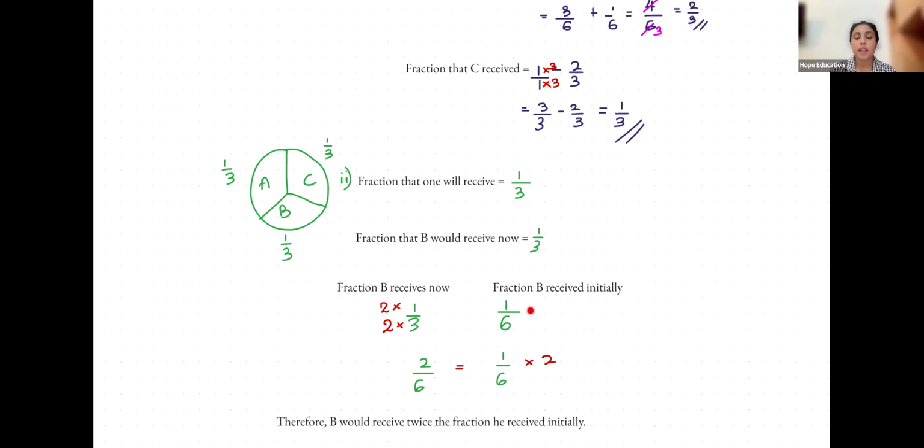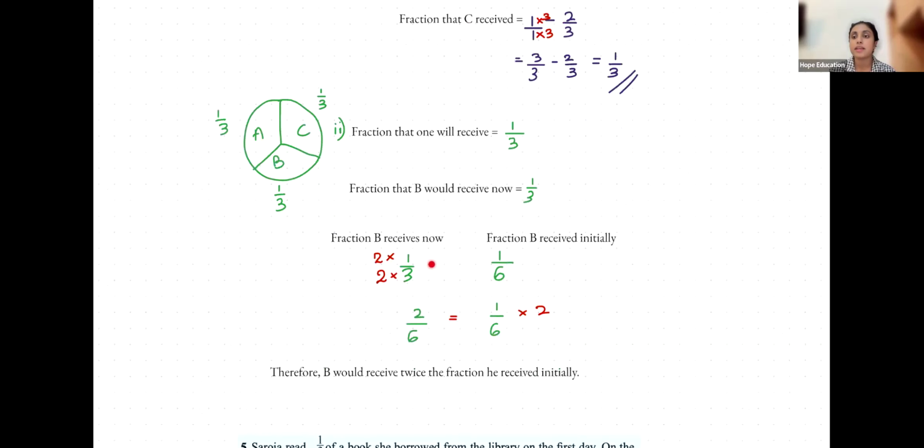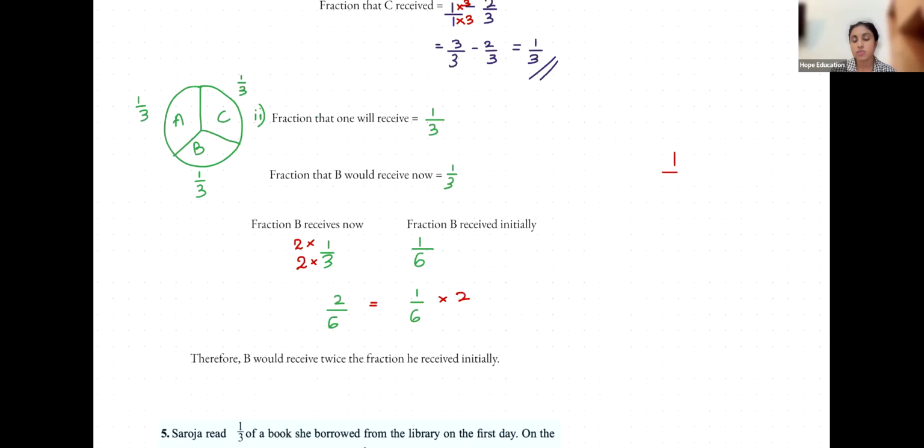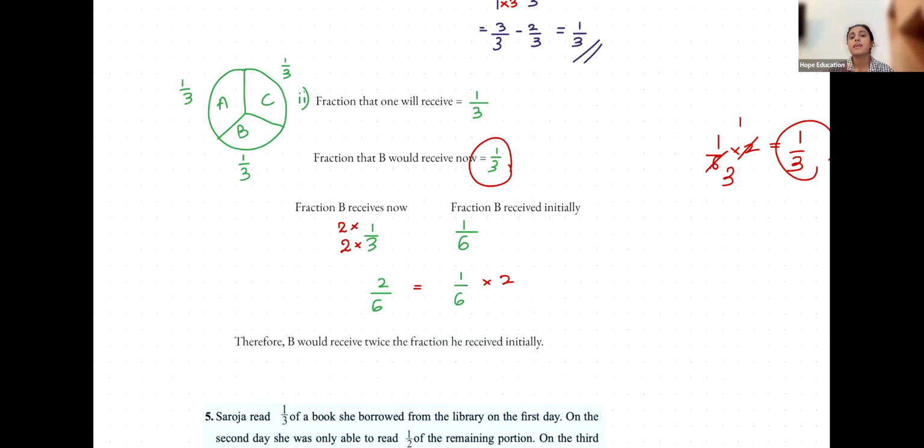Now we can't compare the fractions because the denominators are different. So I'm going to make the denominator equal. To do that, I multiply this by 2, and when I multiply the denominator by 2, I also have to multiply the numerator by 2. So 2 times 1 is 2, 2 times 3 is 6. Here it is 1 over 6. Now I can clearly see that 2 over 6 is twice 1 over 6. Therefore, B would receive twice the fraction he received initially. B initially received 1 over 6. Take twice that: 2 times 1 is 2, 2 times 6 is 12, so that gives 1 over 3, the amount he received now. So that is twice.